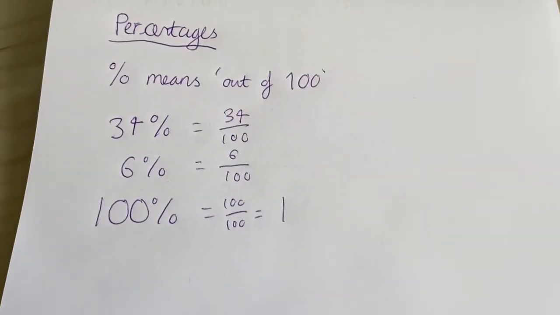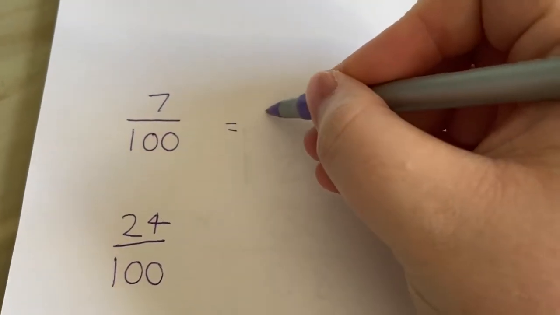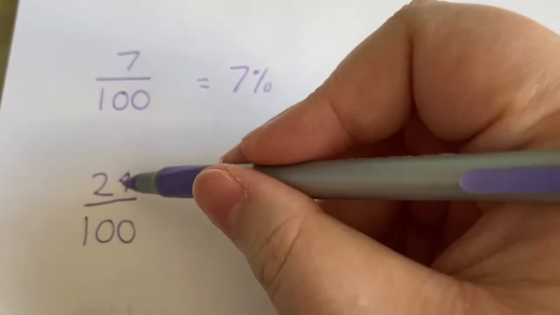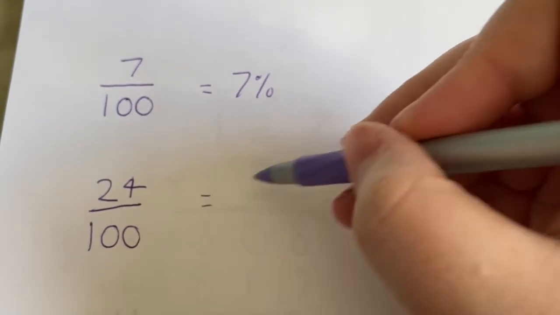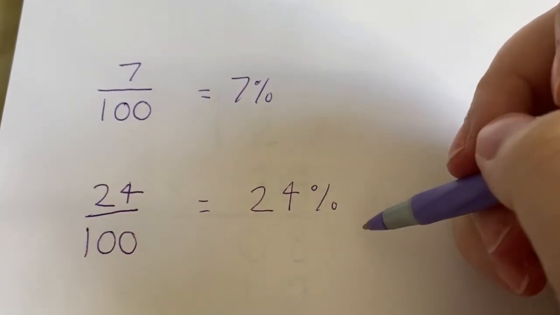Now we can see that the other way, starting with a fraction. So if you had 7 out of 100, well, that's 7%, 7 out of 100. 24 over 100, well, that's 24%, 24 out of 100.